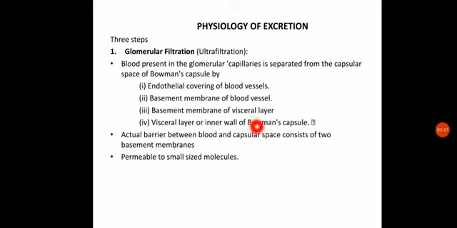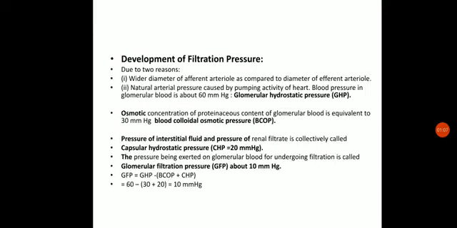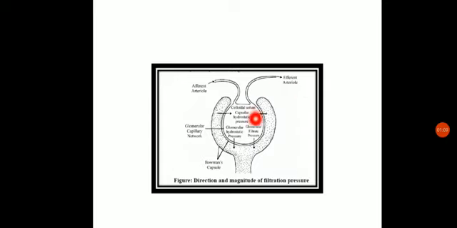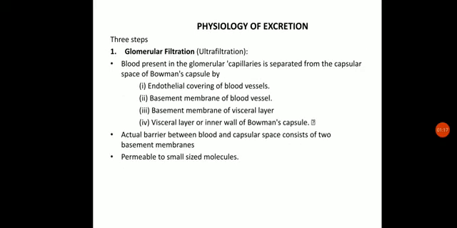The first one is glomerular filtration. Glomerular filtration is also called ultrafiltration. Now, the blood present in the glomerular capillary is separated from the capsular space. As we know, the blood present in this glomerular capillary is separated from this Bowman's capsule by different layers. The blood is separated from the capsular space of Bowman's capsule by the endothelial covering of the blood vessel.